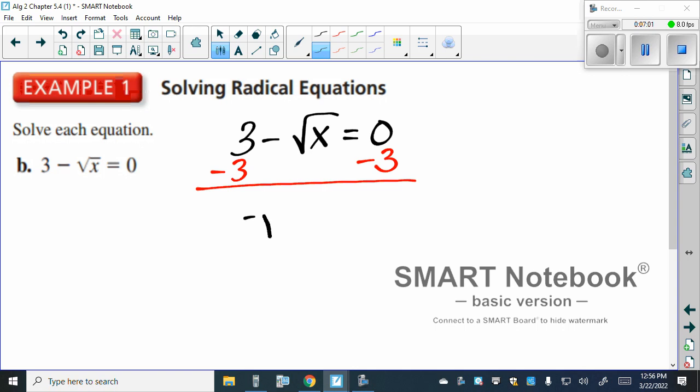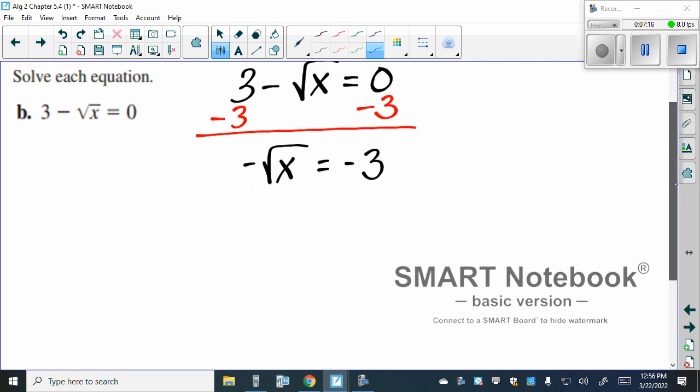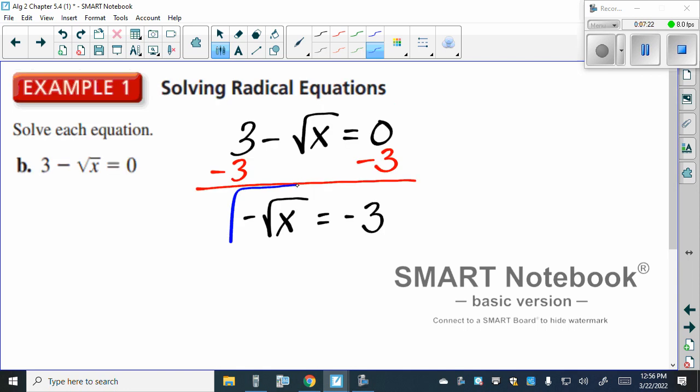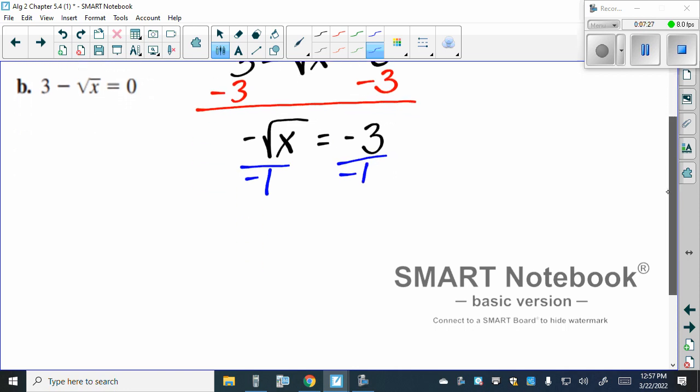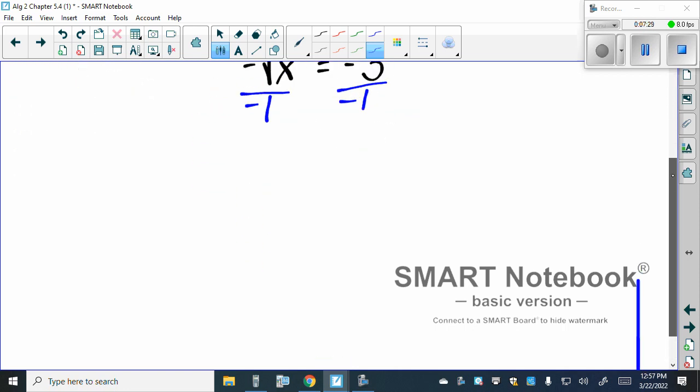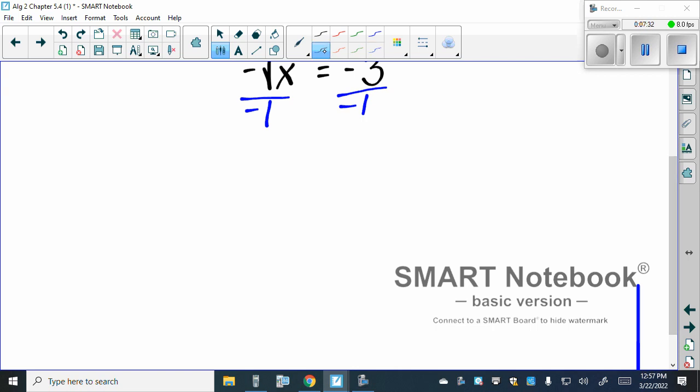which would tell us that negative square root of x is equal to something. Is the radical by itself? It has a negative. So we do need to get rid of the negative. How can we get rid of the negative? We can divide by negative 1. I mean, we could have also multiplied by negative 1. We got the same thing, which is really just telling us that the square root of x is equal to a value.